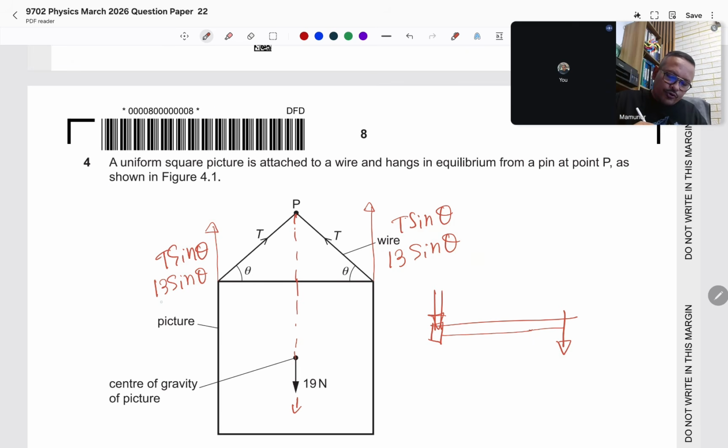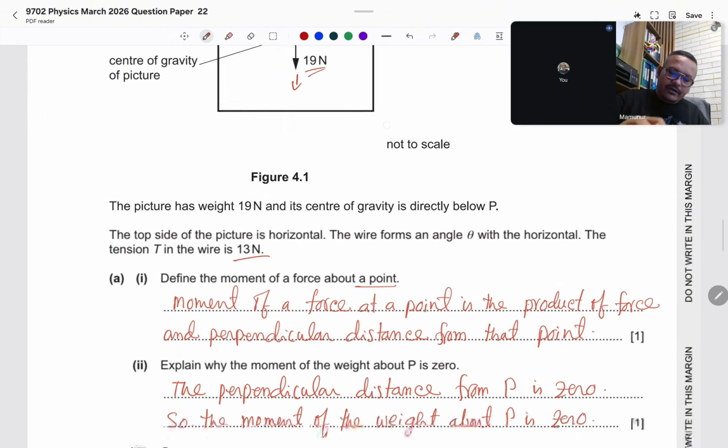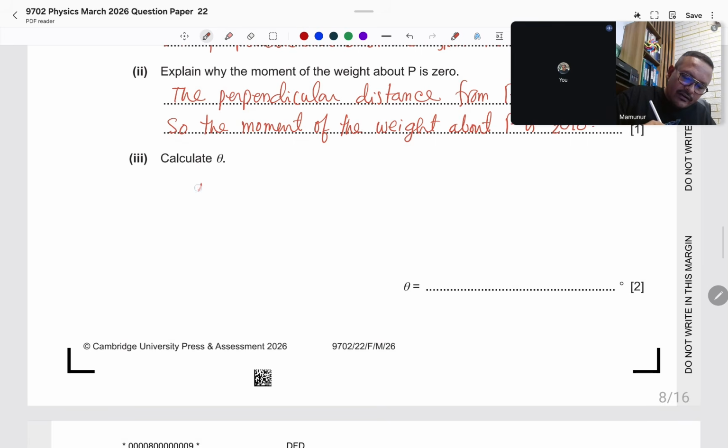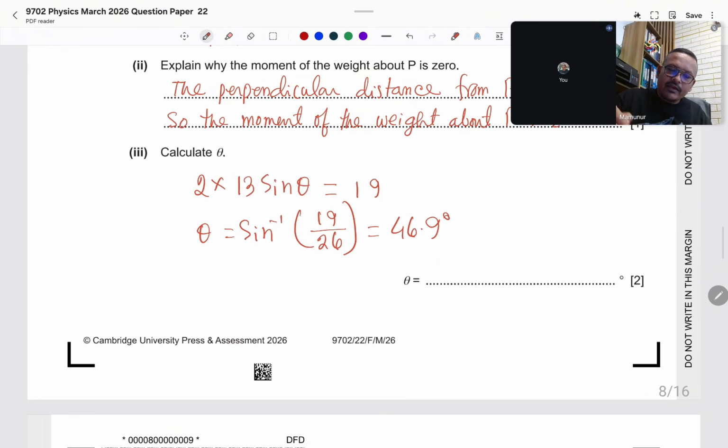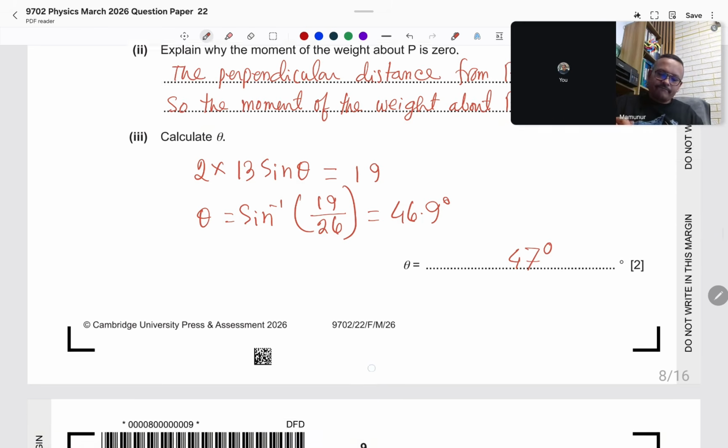So 13 sine theta on each side is balancing the weight, which is 19 Newton. So we can write 2 into 13 sine theta is equal to 19. So theta equals sine inverse of 19 divided by 26. The result is 46.9 degrees, which we can write as 47 degrees.